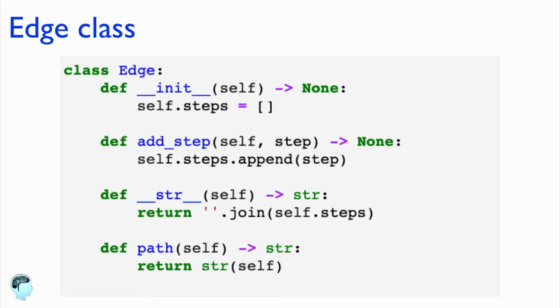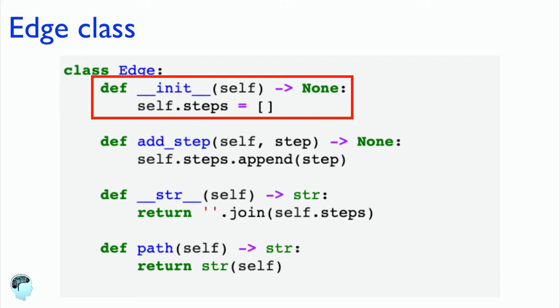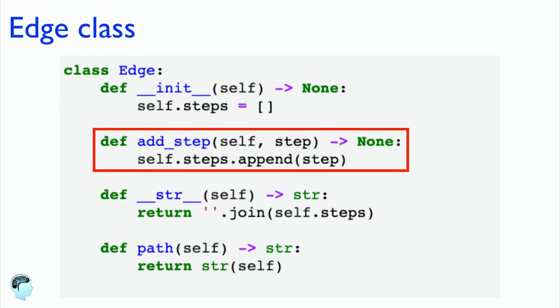I will start with the edge class. Since I am replicating the array traversal I worked on last time, my edge class will hold a list of steps as a list of directions: north, south, east, west. So these are 2 methods I need to have. Init, where I will declare an empty list, and add step. Yes, that's all I need to get started.